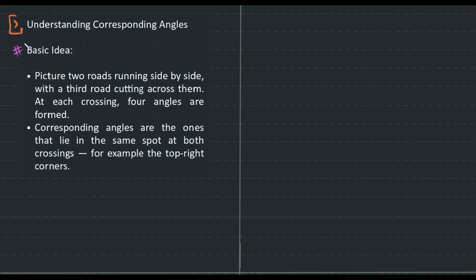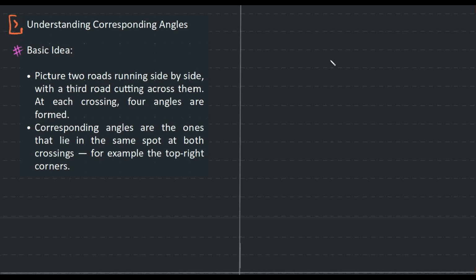We are looking at corresponding angles over here. So picture two roads running side by side with a third road cutting across. At each crossing there are four angles formed, that we know. Corresponding angles are the ones that lie in the same spot on both crossings. For example, the top right corner.